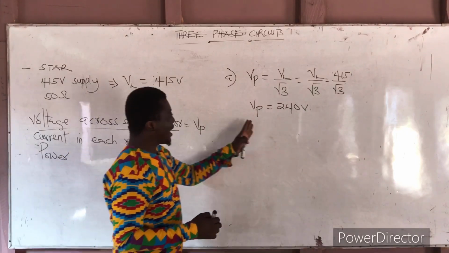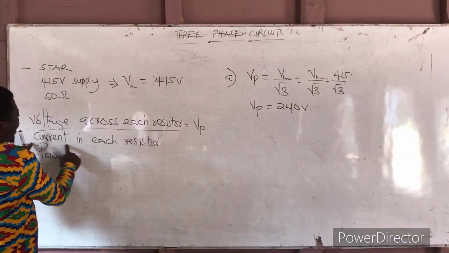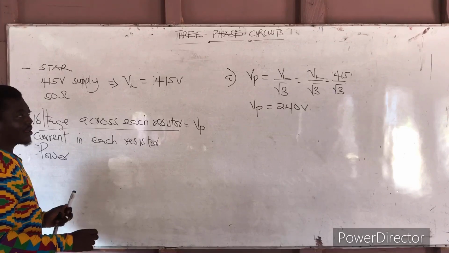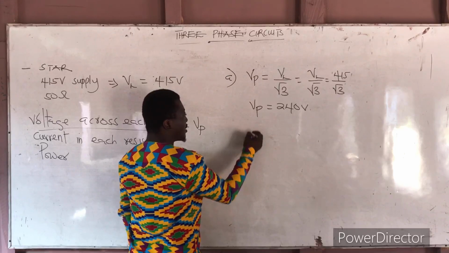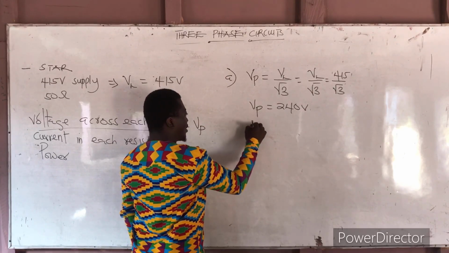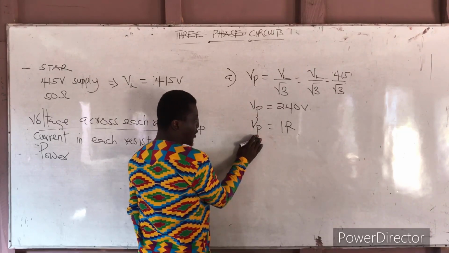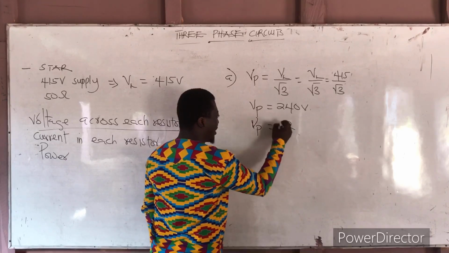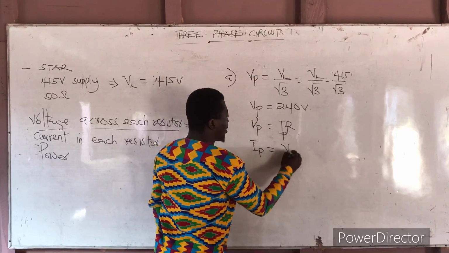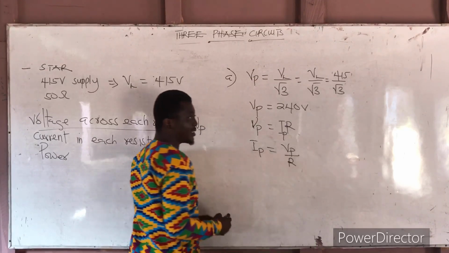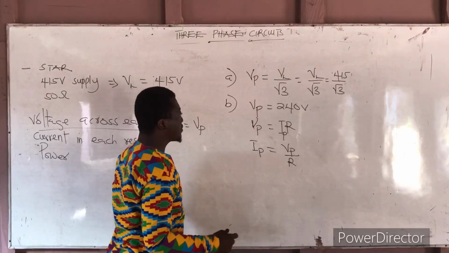As soon as you get the phase voltage to be 240 volts, the next question was the current in each resistor. When you talk of the current in each resistor, you are talking of the phase current. You know that the phase voltage is equal to IR, but since we are talking of the phase voltage, we will be talking of the phase current. So the phase current is equal to the phase voltage over the resistance.